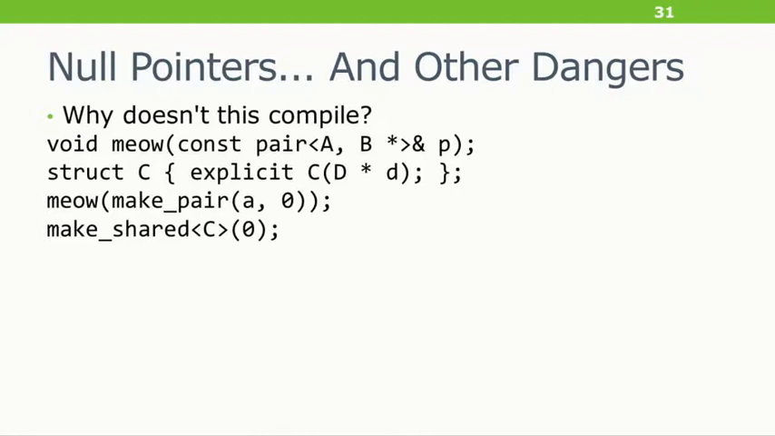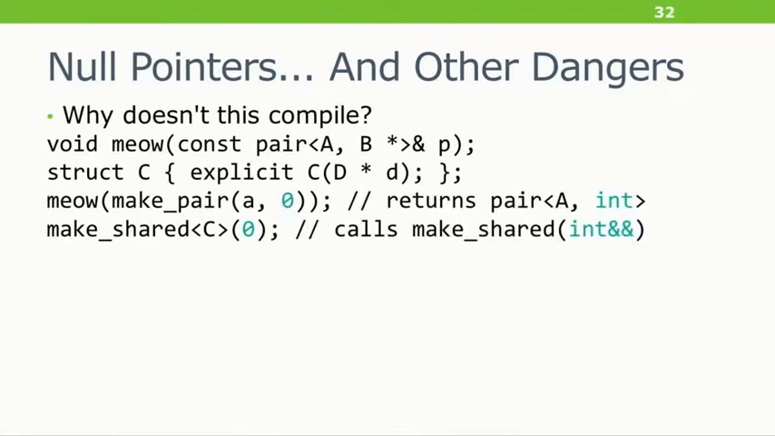And yet these things will not compile. So it's not like silent bad code. It just won't compile at all. Who sees why this won't compile? Who can do template argument deduction in their head? Yes, of course you can, Jonathan. I would hope so. The problem here is that 0's type is int.